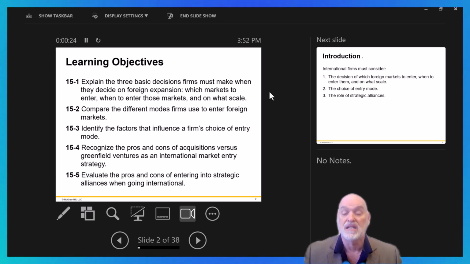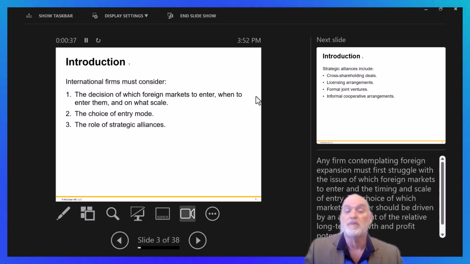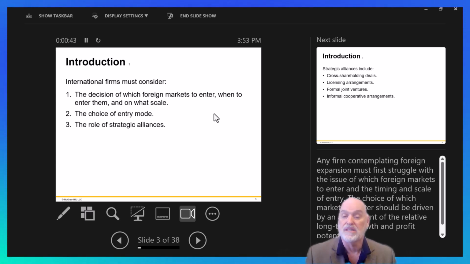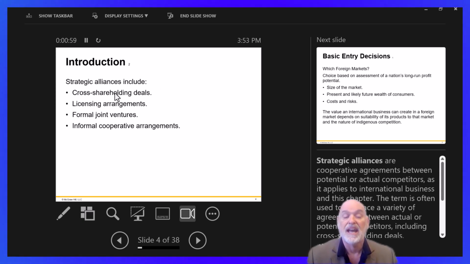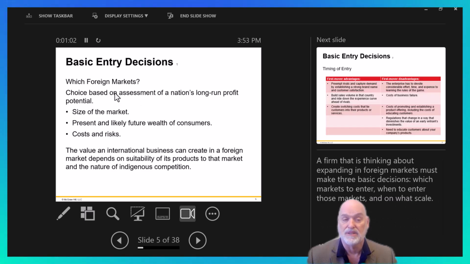Recognize the pros and cons of acquisitions versus greenfield ventures as an international market entry strategy, and evaluate the pros and cons of entering into strategic alliances when going international. International firms must consider the decision of which foreign markets to enter, when to enter them, and on what scale. Also, the choice of entry mode, because there are multiple ones, and also the role of strategic alliances and whether or not they want to have them. Strategic alliances include cross-shareholding deals, licensing arrangements, formal joint ventures, and informal cooperative arrangements.